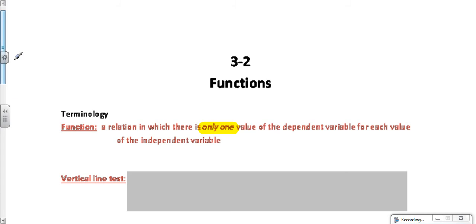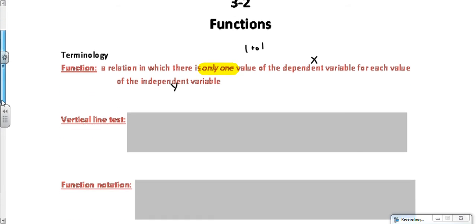This is also described as a one-to-one relationship. One x value goes to one y value. So again, independent meaning x, dependent meaning y. And we'll see what that looks like in a moment.